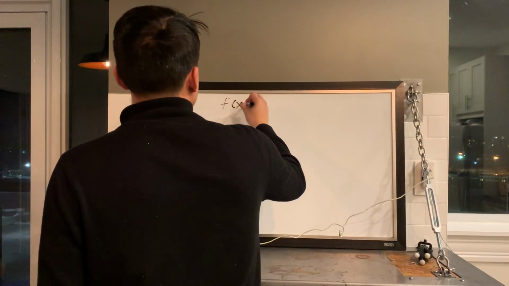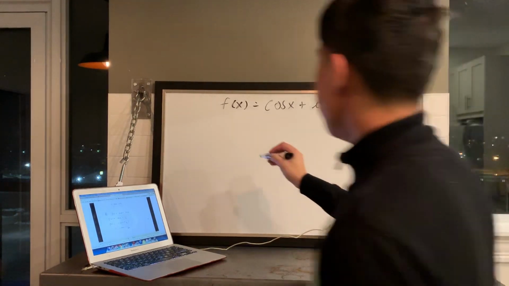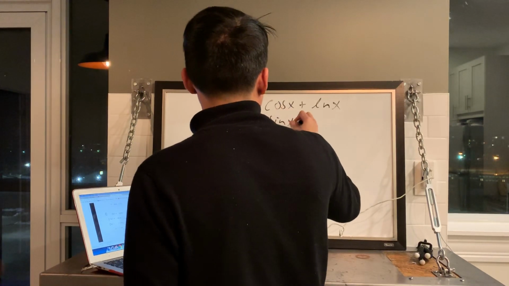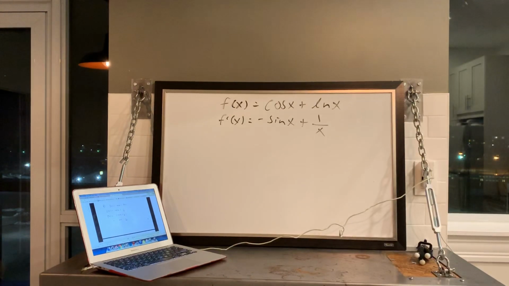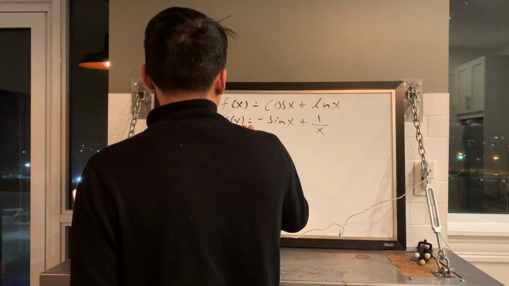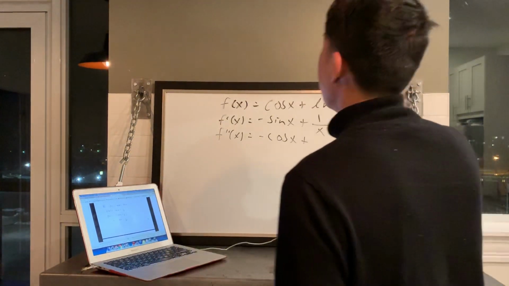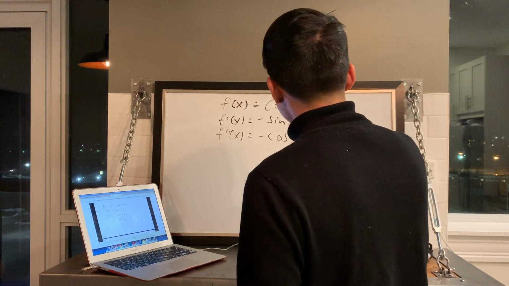Something like f of x equals cos x plus ln x, right? So what happens if I take the first derivative? f prime of x equals negative sine x plus 1 over x, right? F double prime of x would just be the derivative after that. Well, the derivative of sine is cosine x, and then this would be x to negative 1, so you drop the minus 1, and then get that, basically.